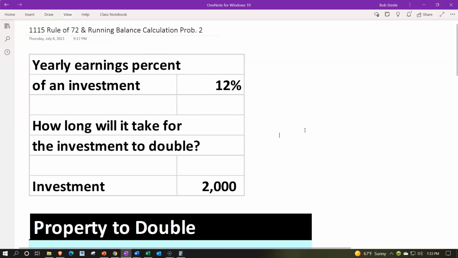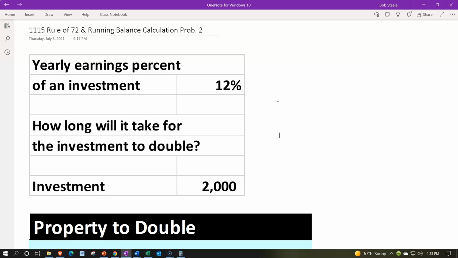We're going to look at the calculations down below, information saying that we have a yearly earnings percent of an investment of 12%. So we are imagining that we have an investment which we could think of as stocks, something in a savings account, bonds, or a home or land, something that we imagine is going to be going up over time, estimating that it will be going up annually by 12%. Knowing that, how long will it take for the investment to double?